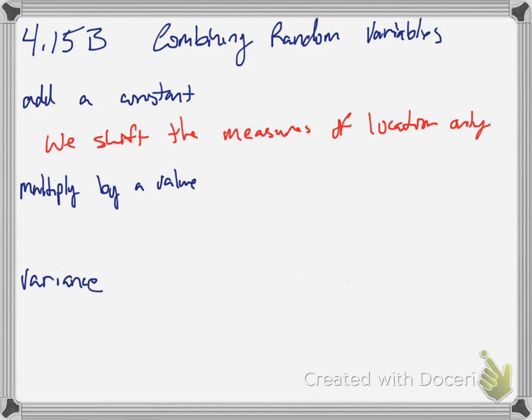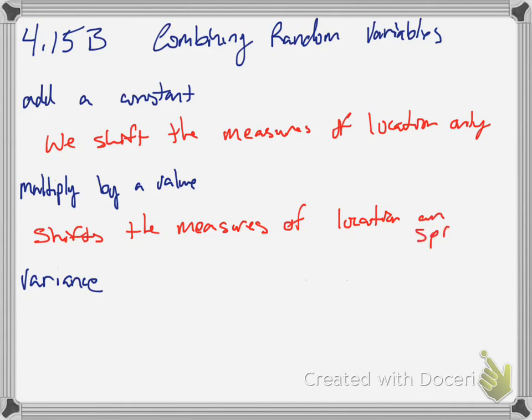Now think about when we rescale our data, so we multiply by a scalar, multiply by a value. What does that change? Well, that shifts our measures of location and all of our measures of spread. So when we multiply all of our pieces of data by a scalar, it's going to change everything, our spread and all of our location spots.